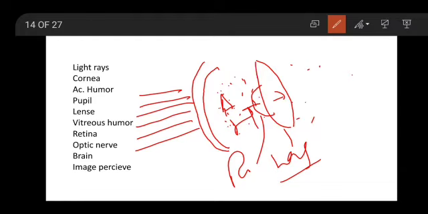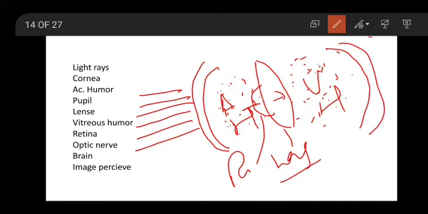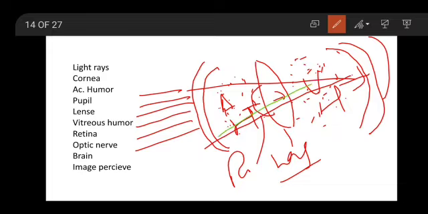Then there is a fluid present on the posterior side. What is the fluid present on the posterior side? This is the vitreous humor. So light goes to the vitreous humor, then it goes to the retina, the inner structure of the eye. After the refraction, light goes to the retina, and there is the optic nerve, which takes the signal to our brain, and our brain perceives the image.